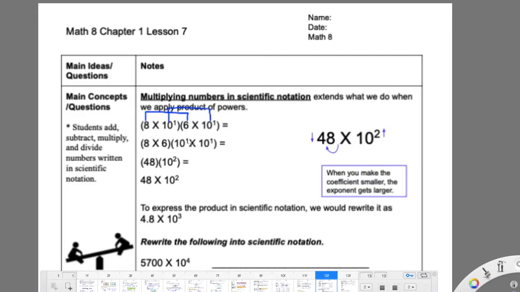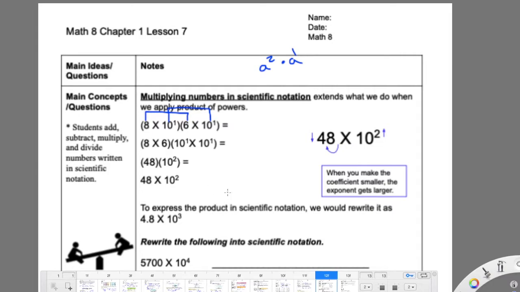So we have 10, and then just like we did if we had a squared times a, we'd go 2 and 1 and add them together. Same thing here. We have 1 and 1, so we add them together, we get 2. So it's 48 times 10 to the second power. It's just a way to combine them without having to expand them and multiply. We can use product of power rules.